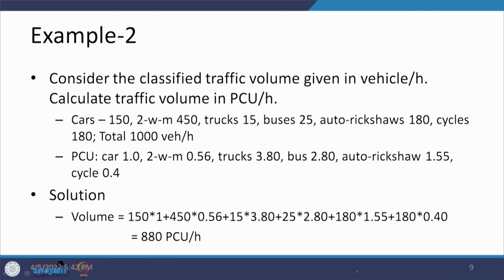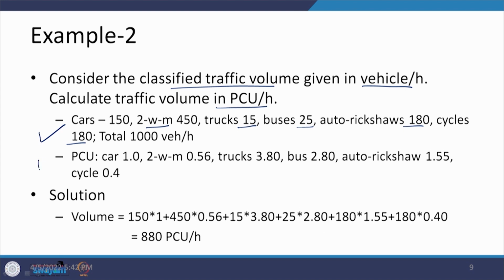Let us look at this particular example here. We have been given a classified traffic volume, and this traffic volume is being given in vehicles per hour, and we have to find out the traffic volume in PCU per hour. So, the information which is being given is that we have 150 cars, 450 two wheelers motorized, that is WM is wheelers motorized, 15 trucks, 25 buses, 180 auto rickshaws, 180 cycles, and that means if you take a total of this, it comes out to be 1000.